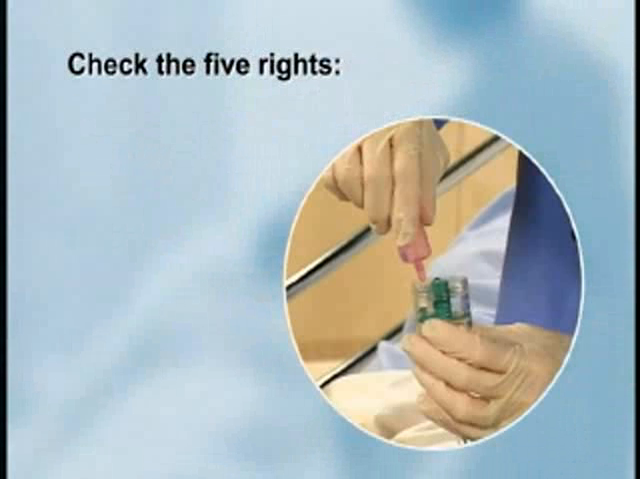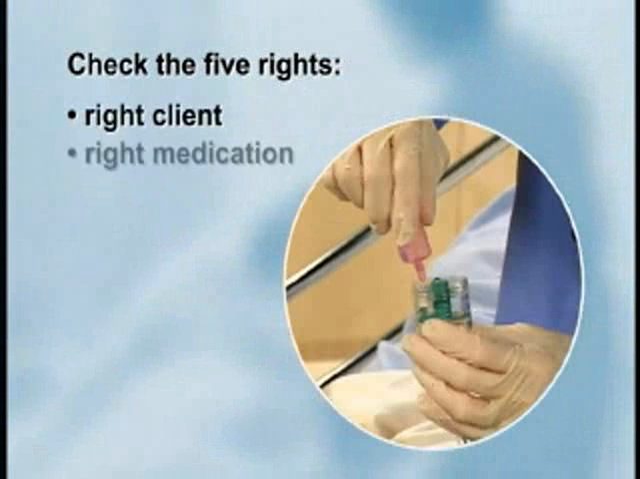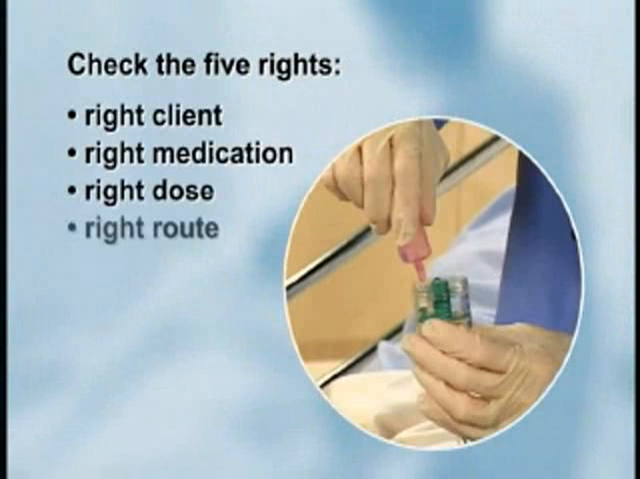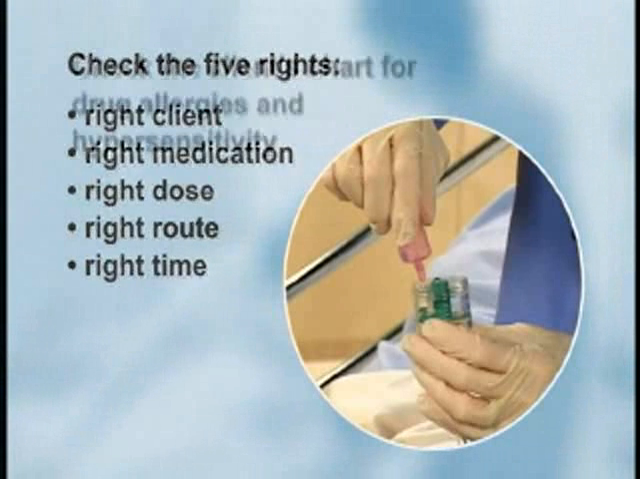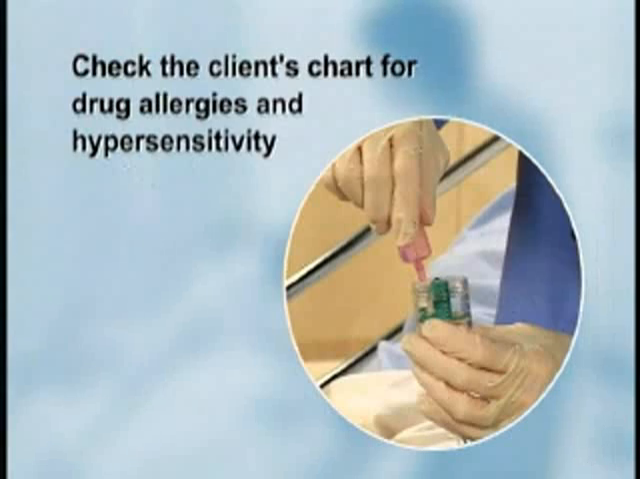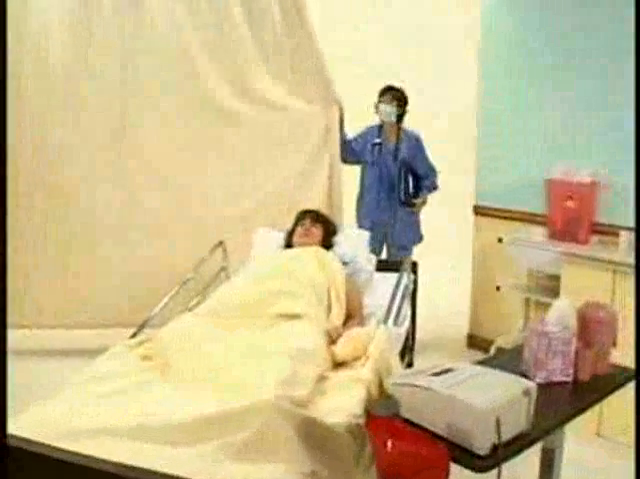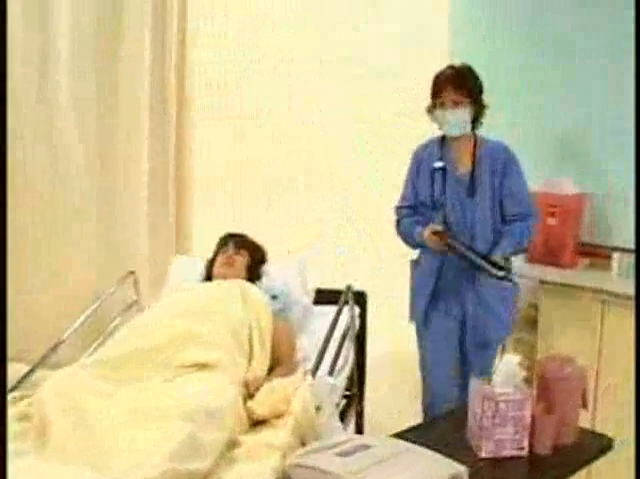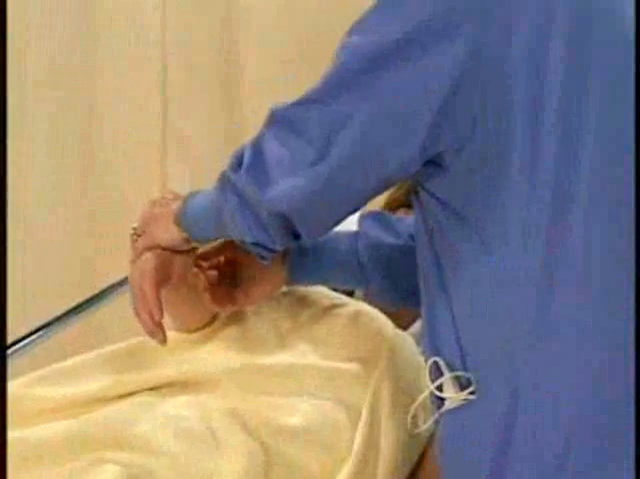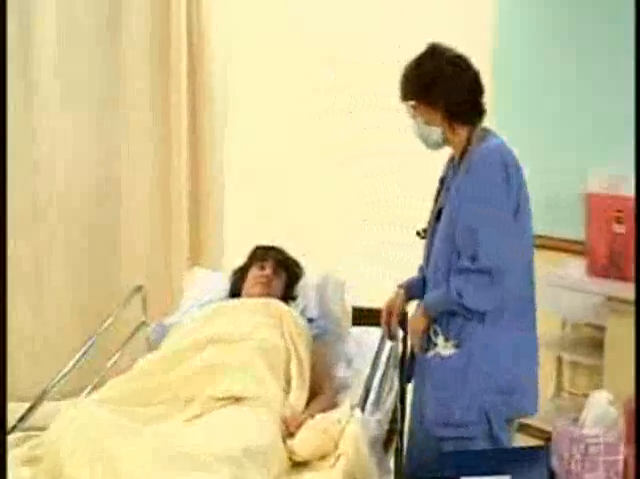Check to make sure you have the 5 rights: right client, right medication, right dose, right route, and right time. Check the client's chart for drug allergies and hypersensitivity. Proceed to the client's room and provide for privacy. Verify the client's identity, then explain the therapeutic purpose of the medication.